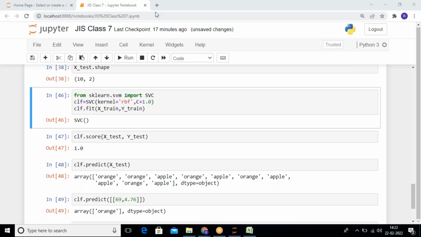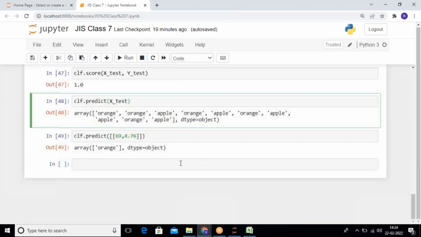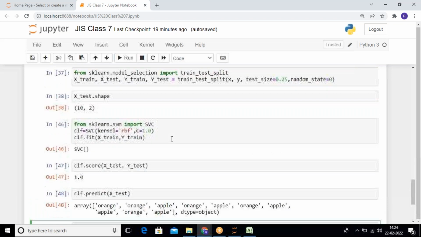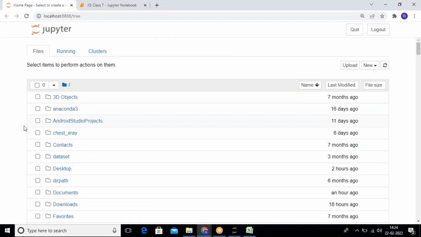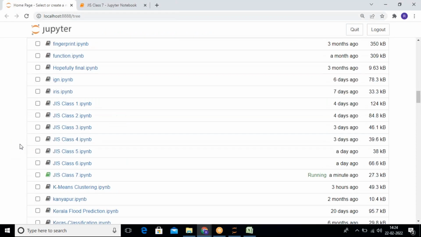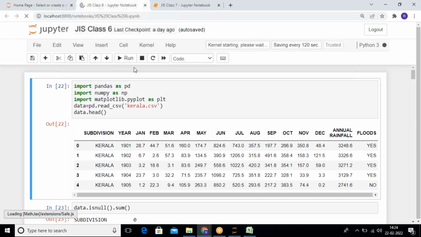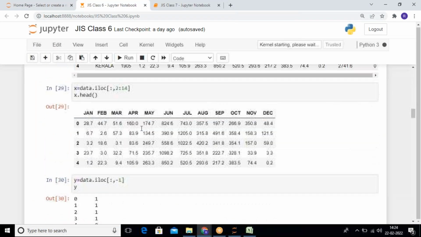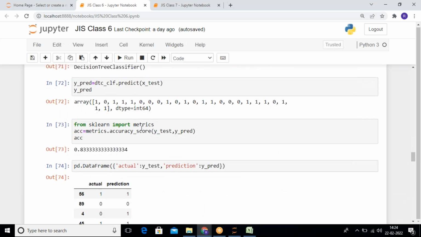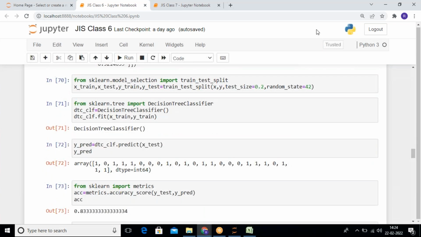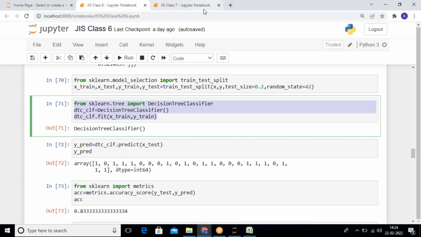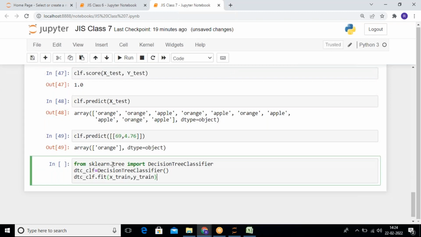I've taken 1.0, right? So this is SVM. Now I will open yesterday's class, class JS class 6. Here we did decision tree. Wait, let me copy the decision tree code. I'll copy this decision tree. SVM is giving very good results.